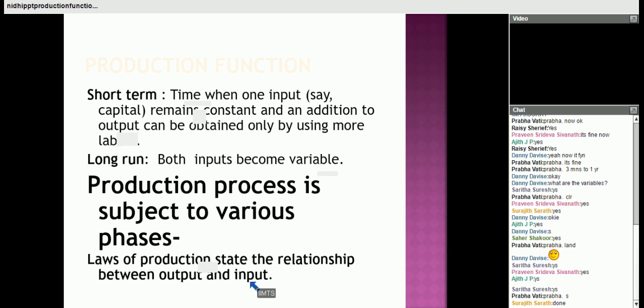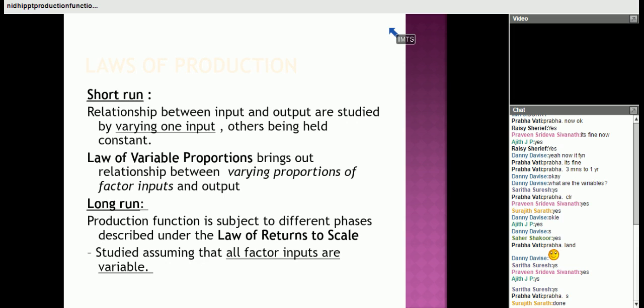This law of production states the relationship between the output and the input. It is important from the perspective of a firm to know the optimum level of production it should go for or try to attain. That is why this law is of importance. In the short run, the relationship between input and output is studied by varying one input, others being held constant. So the law of variable proportions brings out the relationship between the varying proportions of factor inputs and output. Okay, so now let us go to the main part.